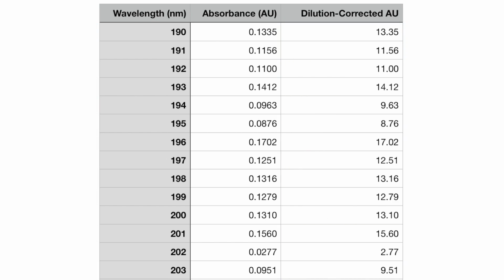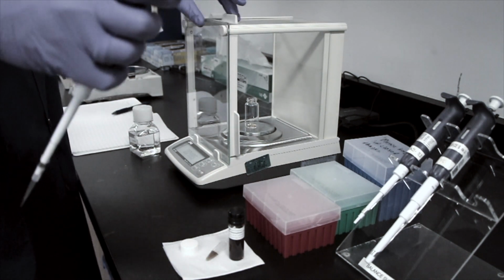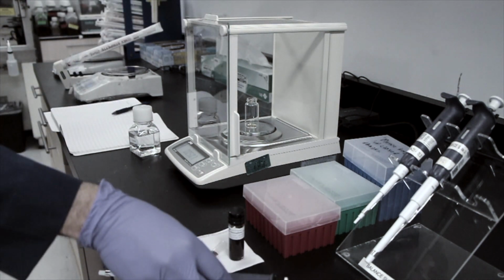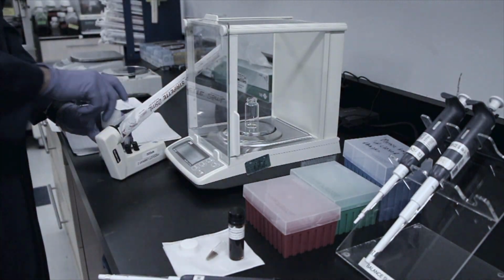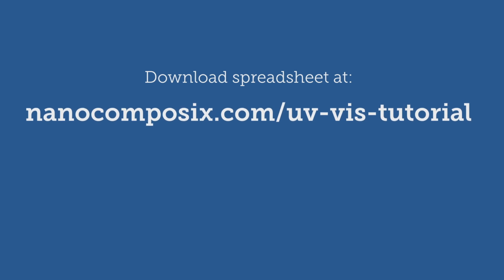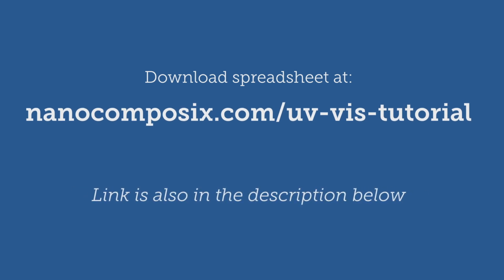We recommend you use the analytical measurement method we described in part 2 in order to calculate the most accurate dilution factor instead of relying on your pipette volumes. Here at nanoComposix, we've put together a spreadsheet that does all the calculating for us and automatically generates charts for every UV-Vis data set that gets entered.